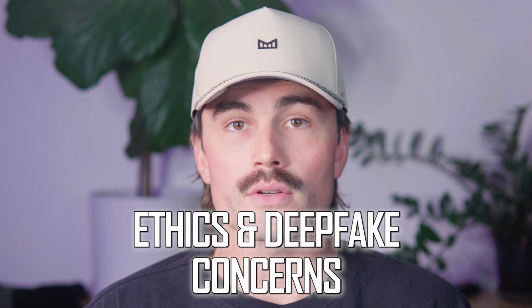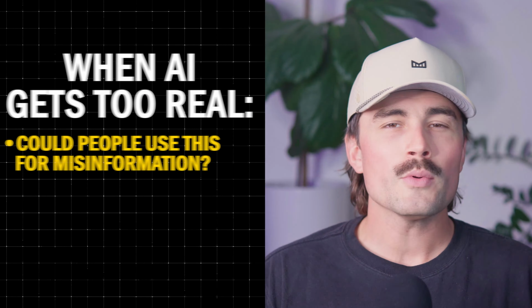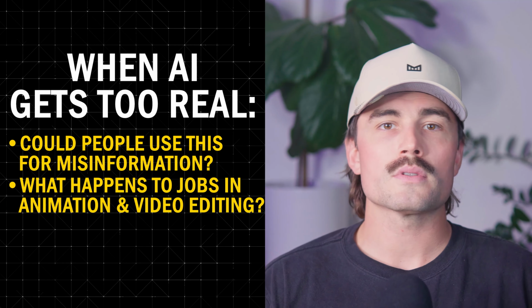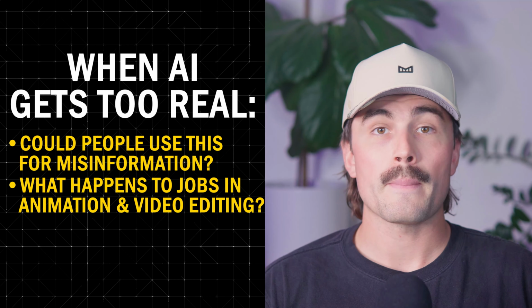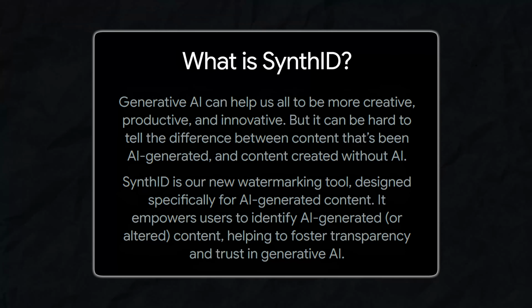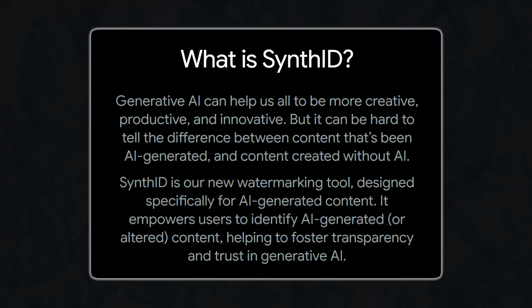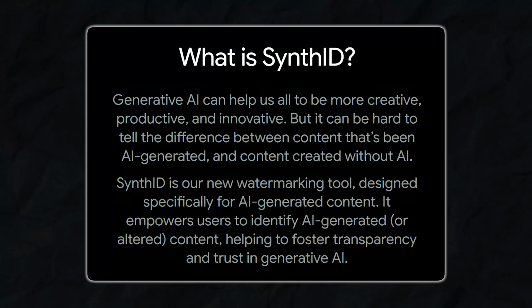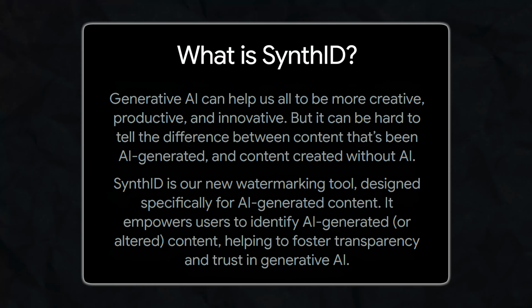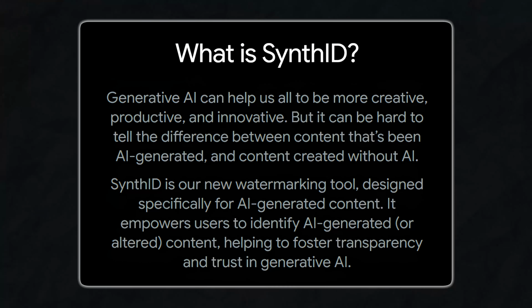Ethics and deepfake concerns. Anytime AI gets this good at realism, you start running into questions. Could people use this for misinformation? What happens to jobs in animation and video editing? How do we know what's real anymore? Google is trying to get ahead of that. All Veo videos will be marked with Synth ID, a watermarking system that flags AI generated content. They're also enforcing safety filters and requiring extra permissions for prompts involving humans or children.